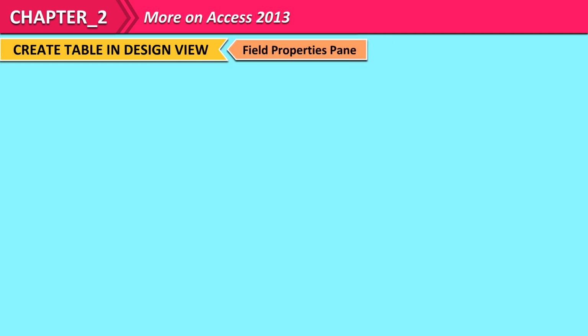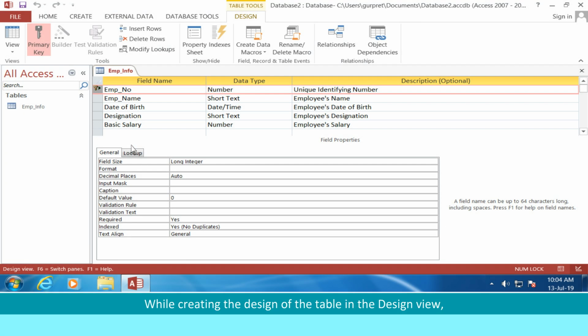Field Properties pane. While creating the design of the table in the design view, you must have noticed that the Field Properties pane had appeared in the lower half of the screen. You can use it to control data entered in a field and the appearance of data on screen. It also allows you to specify certain field characteristics and properties, for example, size, format, validation rules, etc.